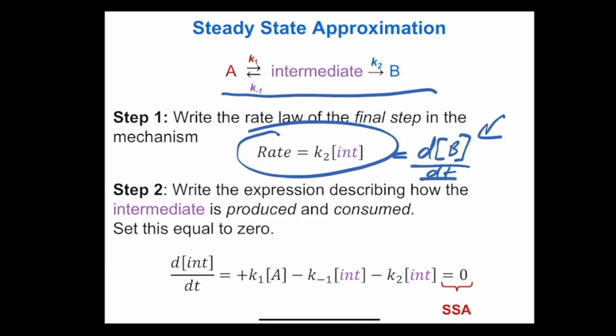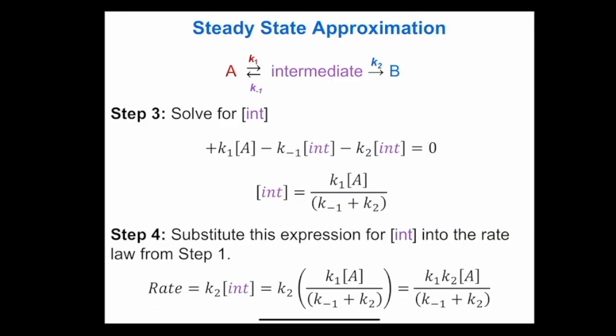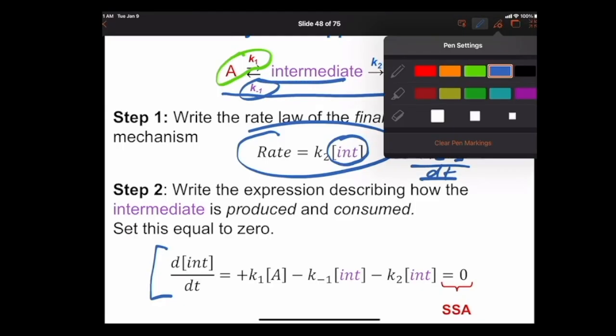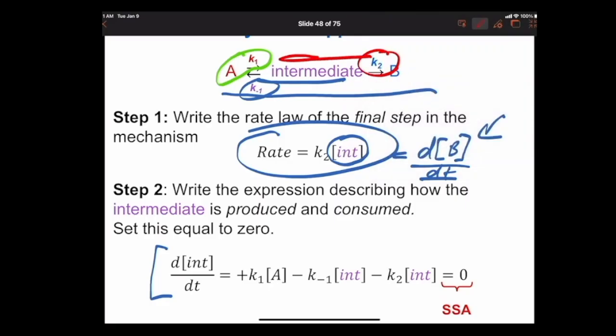That's this first step. Second step, okay, I don't know what the concentration of intermediate is. I am going to write an equation describing how intermediate may change. I look at all the steps that are involving that intermediate. It is formed here, K1A. It is used up, K minus 1 intermediate, and it is used up, intermediate K2. So we have three, let me actually match those colors. So formed, K1A is here.